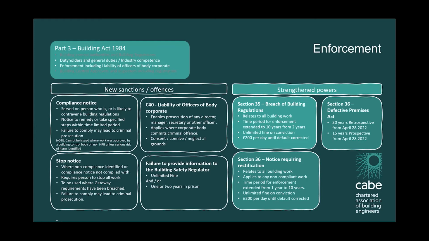There's a new offence of liability of officers of body corporate. So if an organisation is found guilty of a breach of the building regulations and is prosecuted successfully, then all of the people really, I mean, it says here any director, manager, secretary or other officer, but it's pretty much anyone who works for that organisation can also be individually prosecuted if they consented, connived or were neglectful contributing to that offence. And there's also an offence of failing to provide information to the building safety regulator, which again, if you don't comply with that, there's an unlimited fine or 1 or 2 years in prison as a possible consequence.